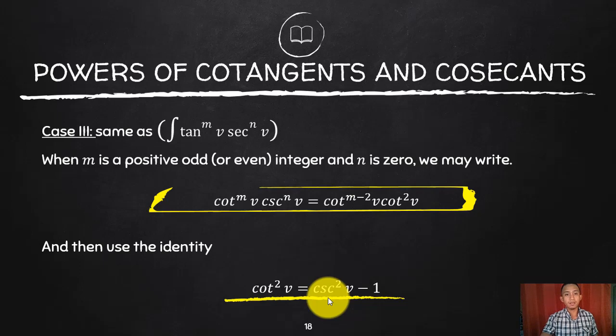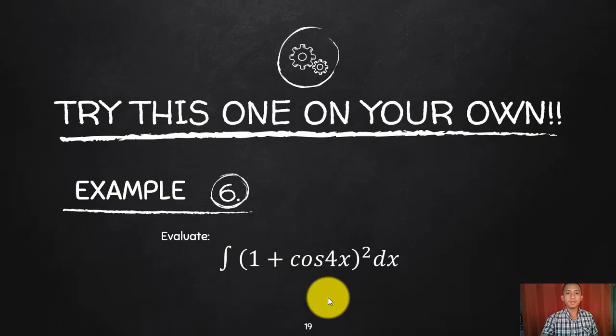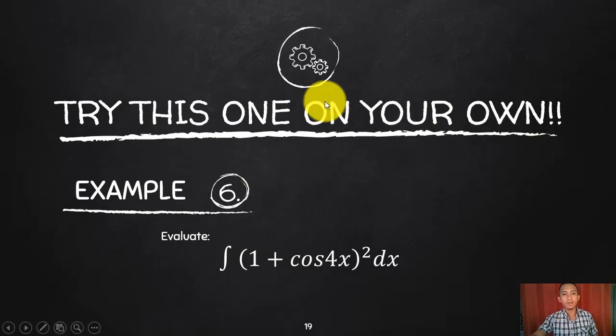Okay, so if you have any question, just again comment below. So try this one: integrate this quantity 1 plus cosine 4x squared. So please integrate that one. Try to integrate.